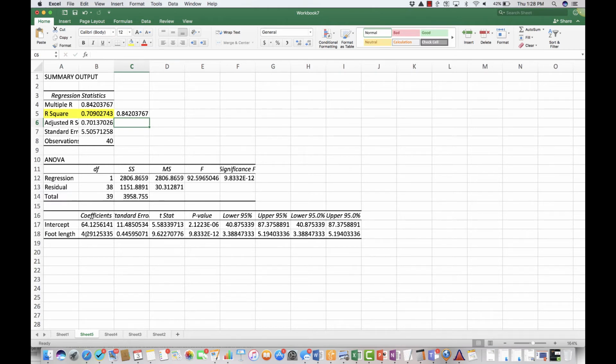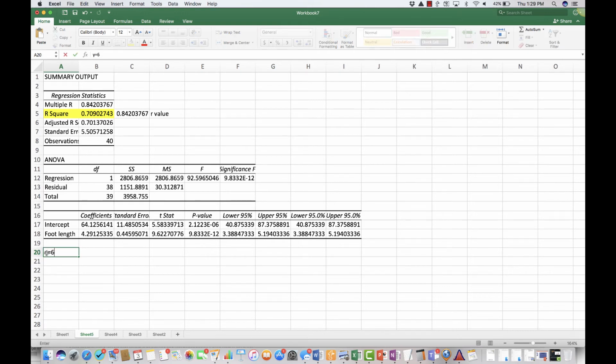Now, the slope, or the value right here with foot length, is positive, which does confirm that this is a positive relationship. So my r value remains positive. If the slope had been negative, it would confirm a negative value, and you would have to manually make your r value negative.